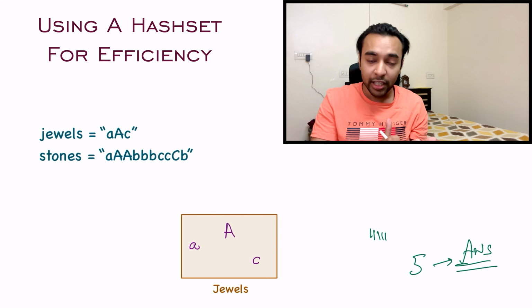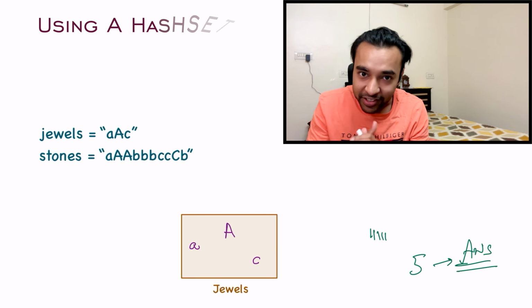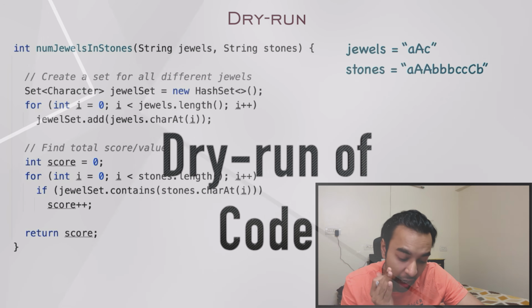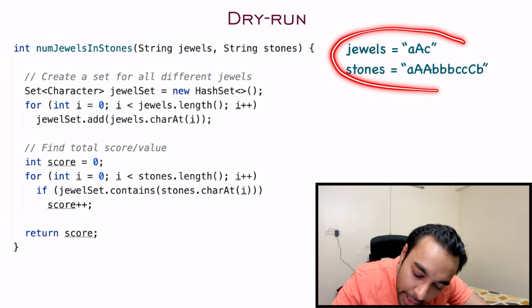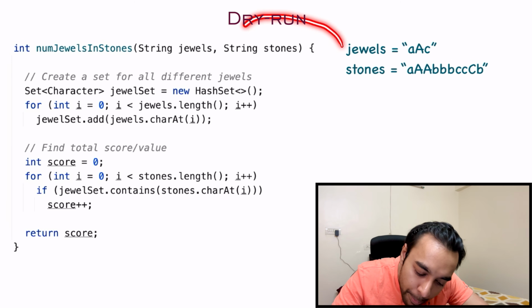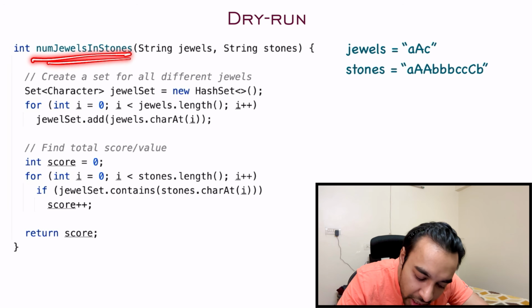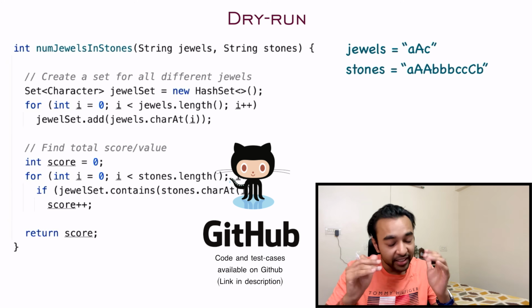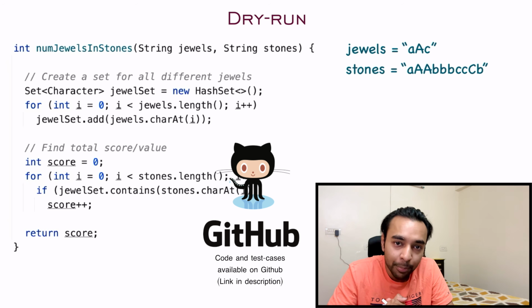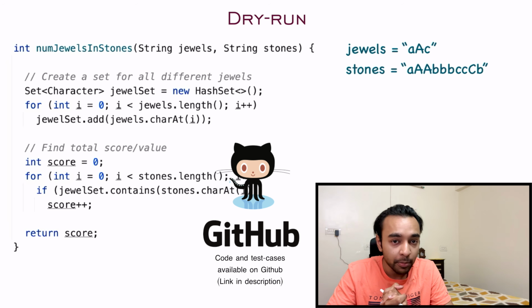Now, let us quickly do a dry run and see how it is working in action. On the left side of your screen, you have the actual code to implement this solution. And on the right, I have my sample strings, jewels and stones, that are passed in as input parameters to the function numJewelsInStones. Oh, and by the way, this complete code and its test cases are also available in my GitHub profile. You can find the link in the description below.